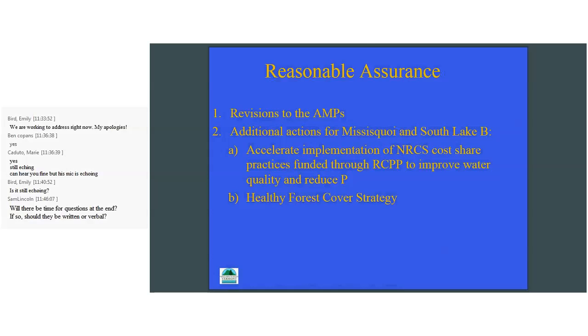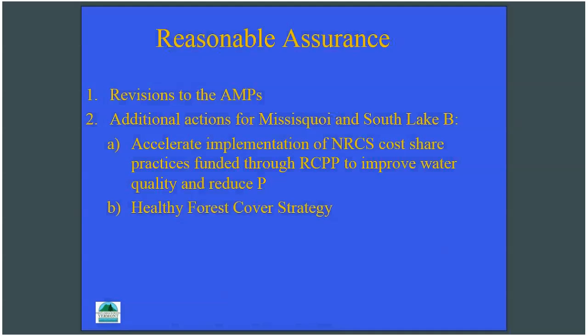We also have the Healthy Forest Cover Strategy in our plan. That strategy, which is already underway, includes a detailed sequence of action steps to achieve no net forest loss and improve the health and extent of forests throughout the state. The strategy includes incentive-based measures to restore forest buffers to riparian areas currently lacking adequate buffers.